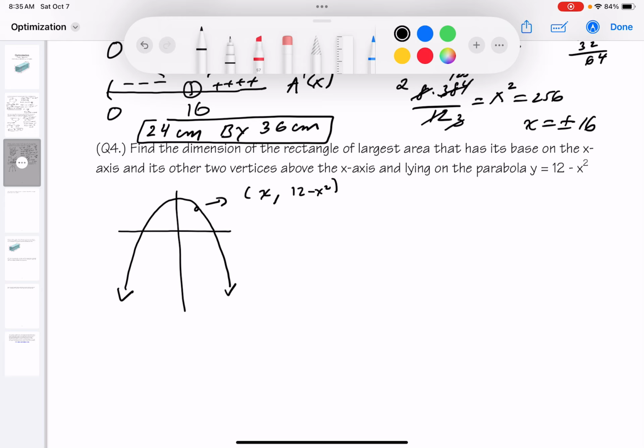Okay, I'm going to try to visualize the rectangle now. It's above the x-axis. It's got a base along the x-axis. It looks sort of like this over here. So I do see a good deal of symmetry, right? And this is going to be the rectangle. And I need to find a rectangle of the largest area. So the area of the rectangle is going to be a function of x.